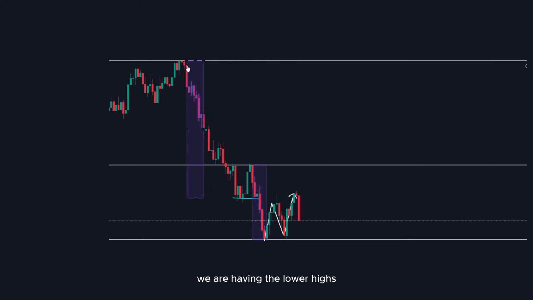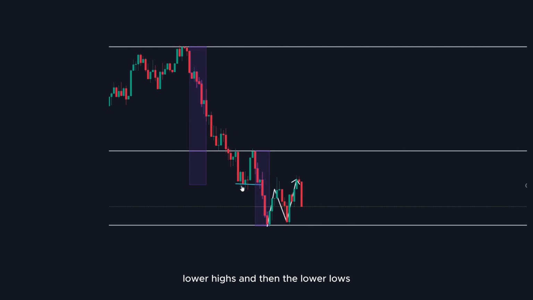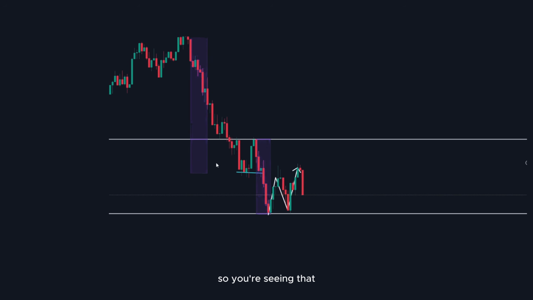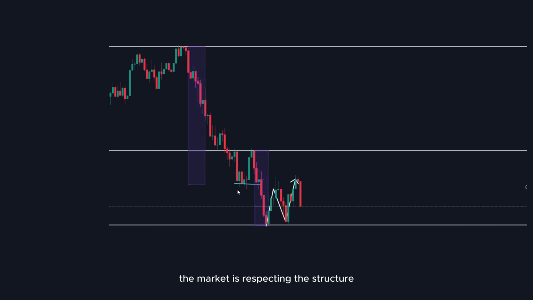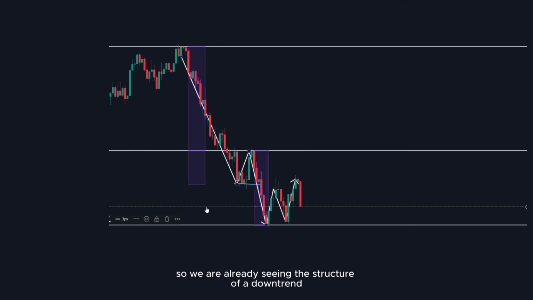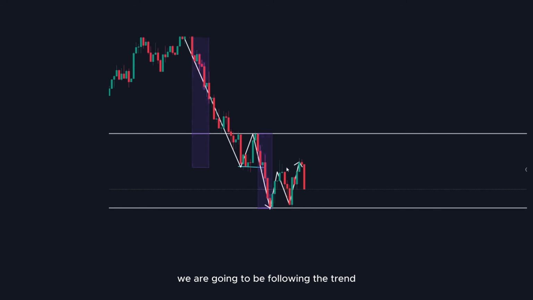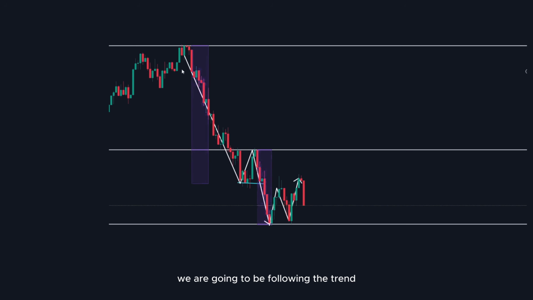Okay, so here we are having the structure of a downtrend. We are having the lower highs, and then the lower lows. So you're seeing that the market is respecting the structure of a downtrend. We have this, and this. So we are already seeing the structure of a downtrend. So we're not going to be looking at reversals, maybe looking for buys. No, we are going to be following a trend. We are going to be following this downtrend.